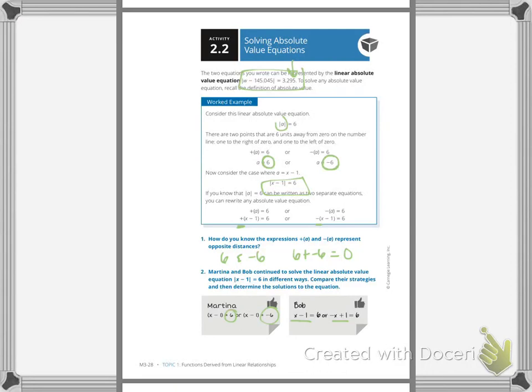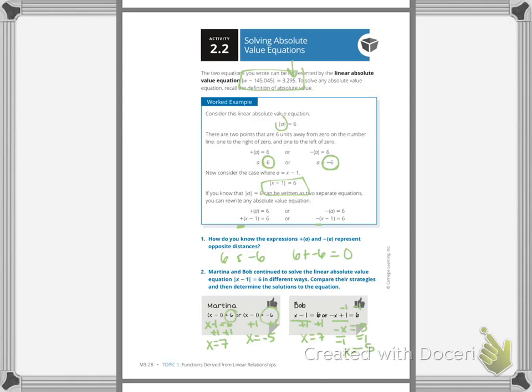If I take x minus 1 is equal to 6, I would add 1 and get x equals 7. This one I would add 1 and get x is equal to negative 5. My next one I would add 1 and get 7. This one I would subtract 1, get 5, divide by negative 1, get negative 5. If I plug my answers back in, they should work, right? It looks like we got the same answer for both.